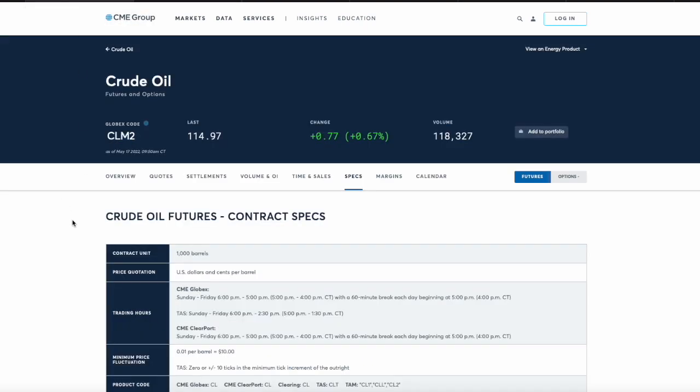But good to know, of course, or at least know what it is. So there you go. This is the crude oil June 2022 contract. That's how you would read that.